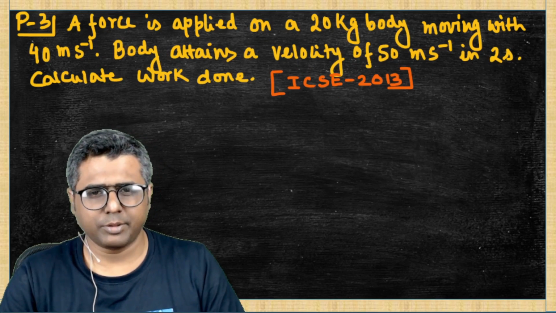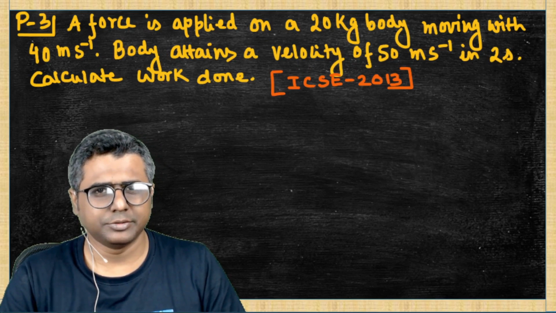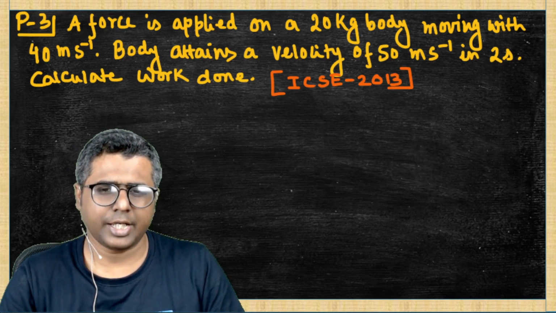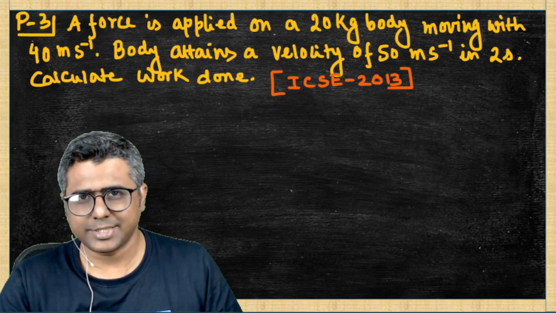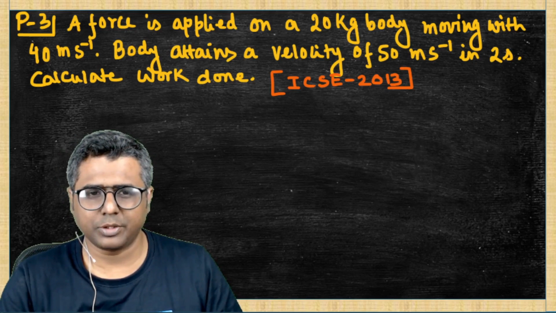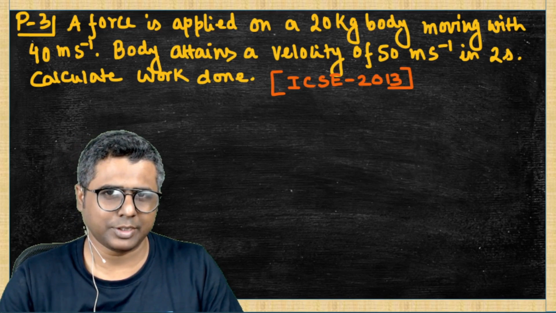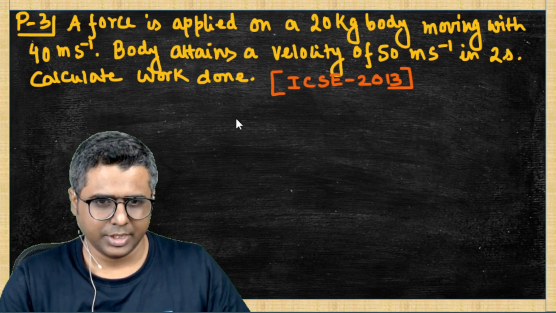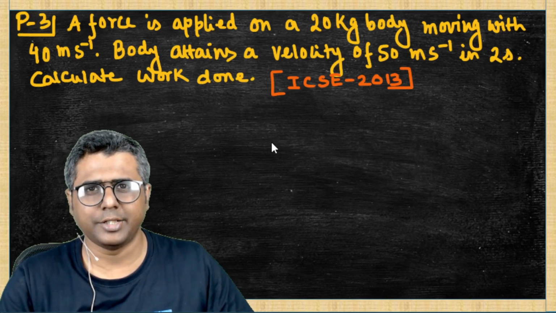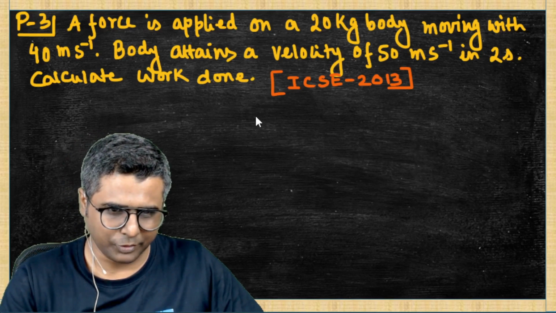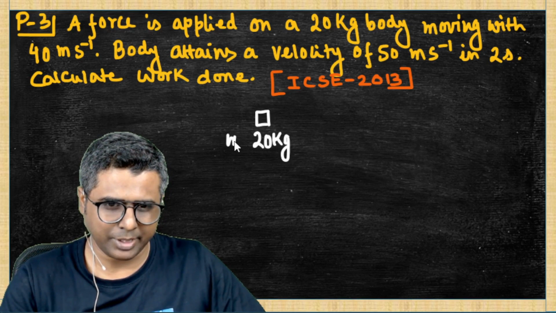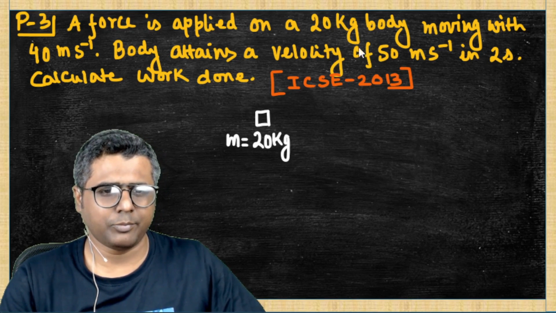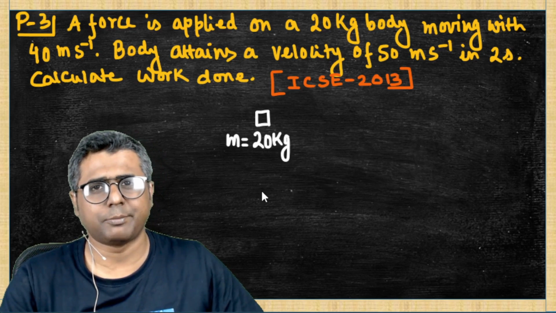So this is our next problem, ICSE 2013, another concept, another new problem, but a very easy problem. Step by step, we are going to understand what the problem has said. It has been said that a force has been applied on a 20 kg body. So there is a body, this one, of 20 kg, this is the mass of the body, and the body is moving with a velocity of 40 meter per second.